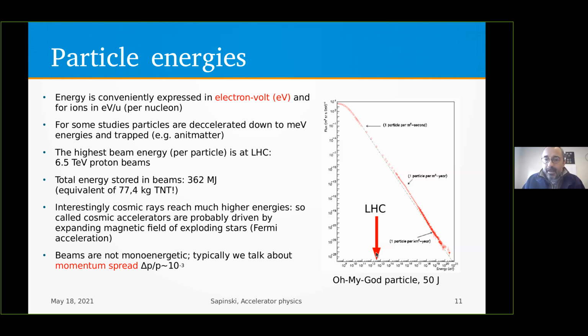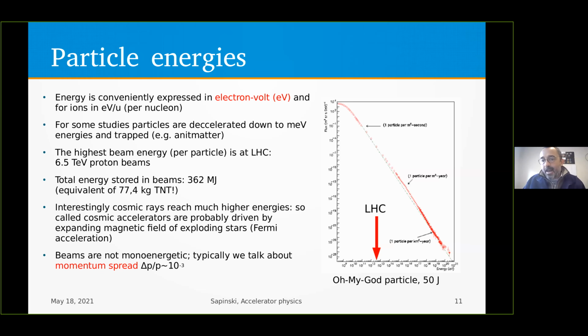However, it's not the largest energy that we observe, because what you see here is a spectrum of cosmic rays as registered by various detectors on Earth and in space. And you see that it goes all the way up to 10 to the 20 or even 21 electronvolts. So nature finds ways to accelerate particles to much higher energies than what we can do in our biggest laboratories, several orders of magnitude higher.